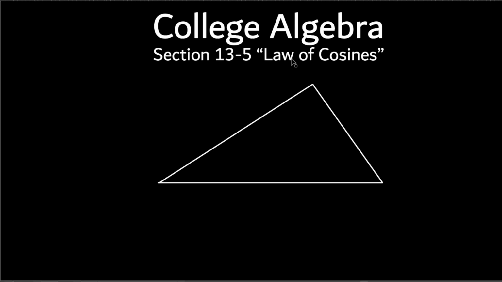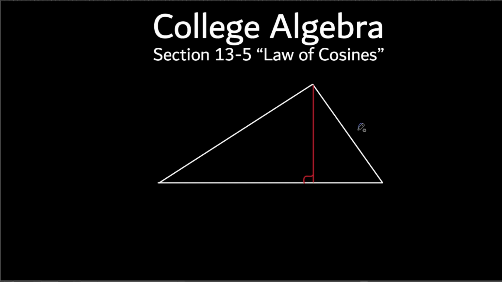All right, so we're going to learn the law of cosines. Here's a triangle. What I'm going to do right now is make a straight up and down line, a perpendicular line. It's called an altitude for all you geometry students. It's perpendicular, so it makes a right angle right there.